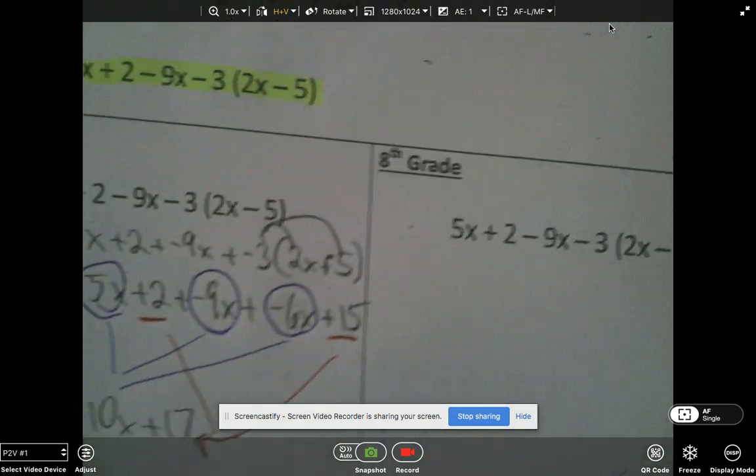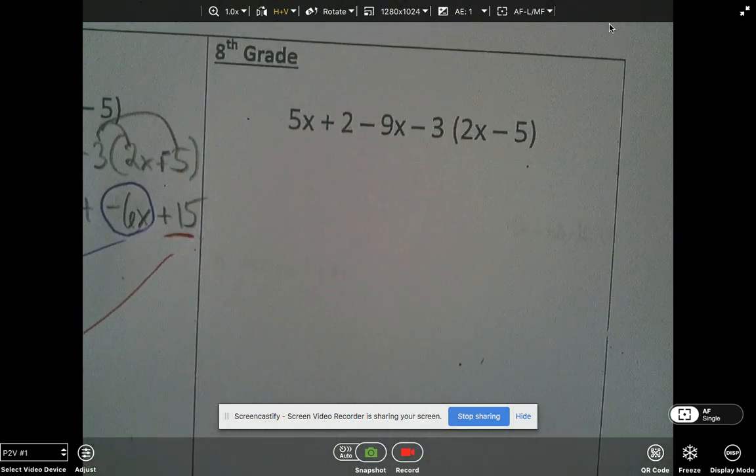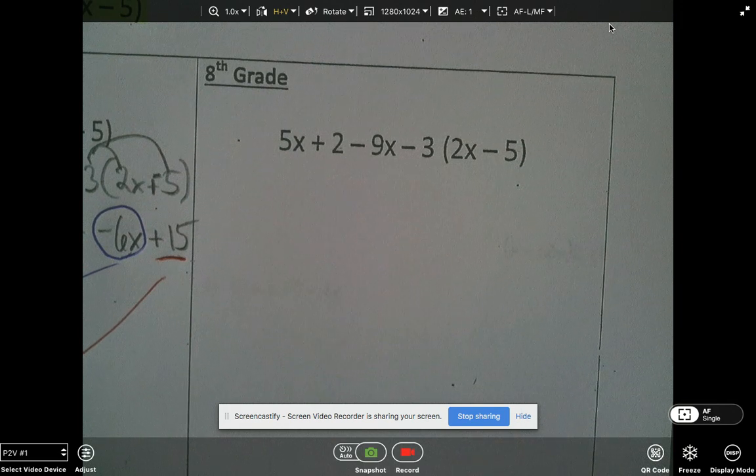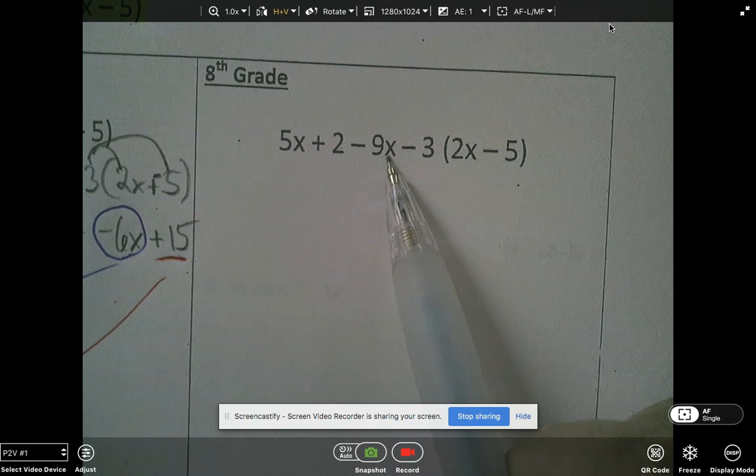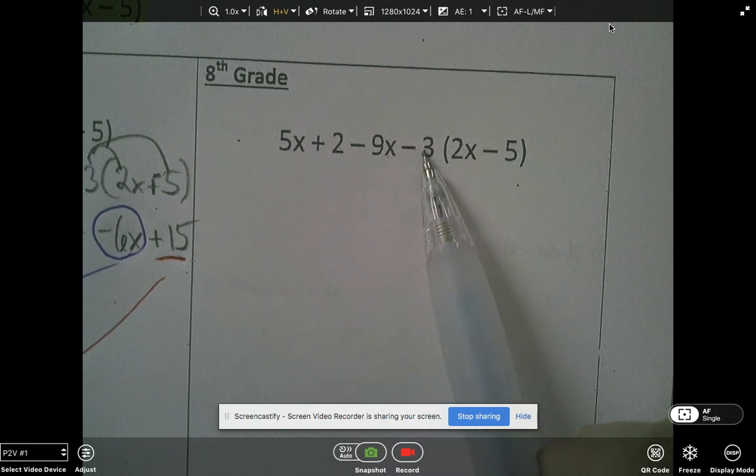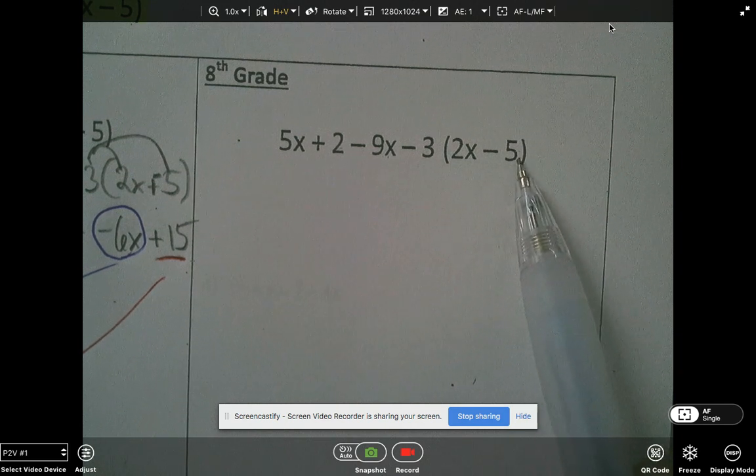Okay, so now let's say we're in 8th grade now. We're going to look at this a little bit differently. So this minus 9x, I'm also going to see it as a negative 9x. Same thing with this minus 3. It's also a negative 3 in my mind now. This minus 5 is a negative 5.